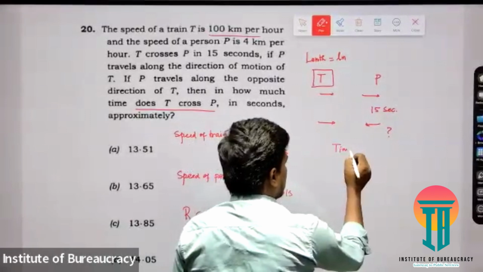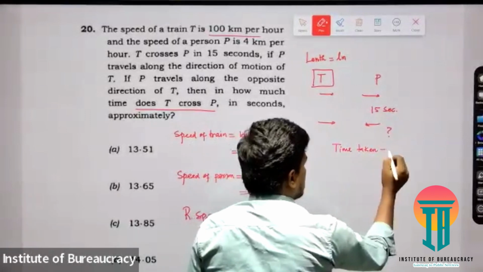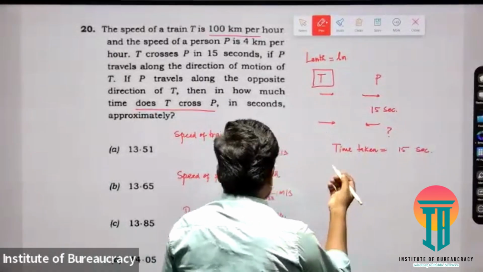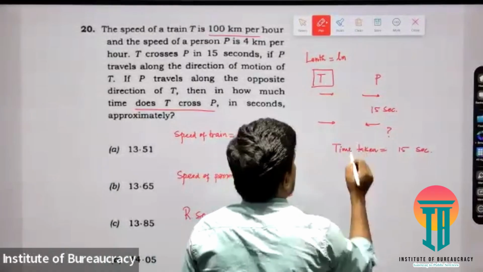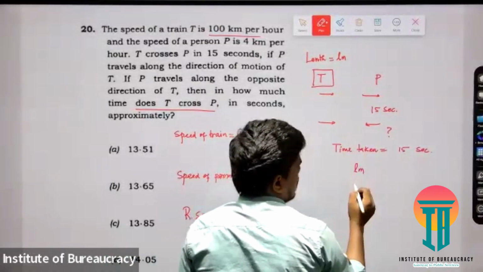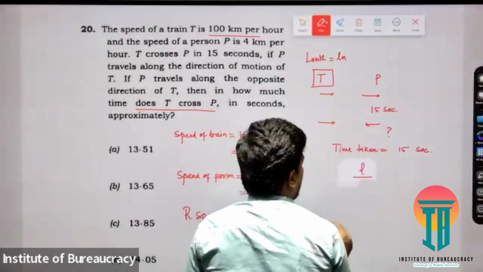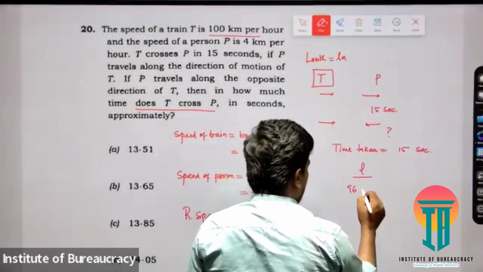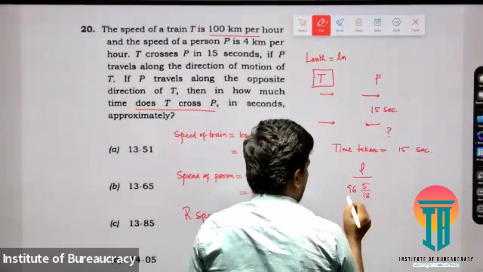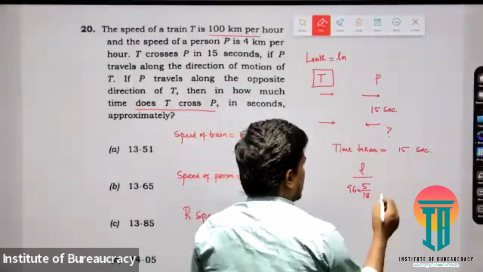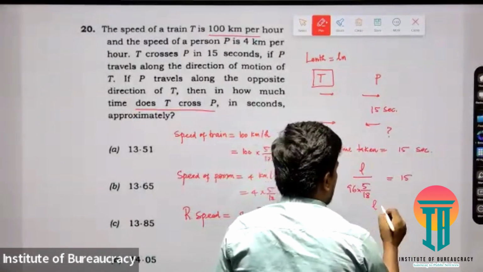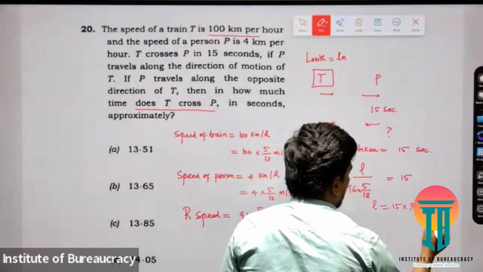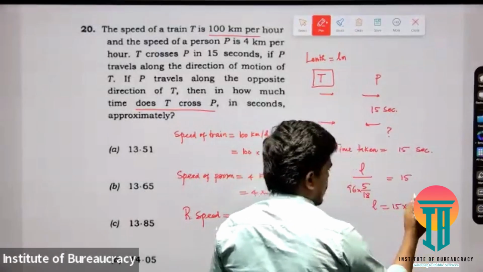When they move in the same direction, the time taken is 15 seconds. How do you find time? Distance by speed. How much distance? L meter, the length of the train it has to cross. L meter divided by speed, it is going to be 96 into 5 by 18. This is equal to 15. That means L is equal to 15 into 96 into 5 by 18. If you cancel this, this is 3 times. This is going to be what?